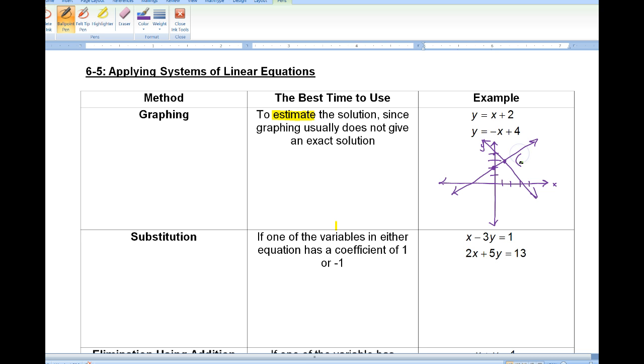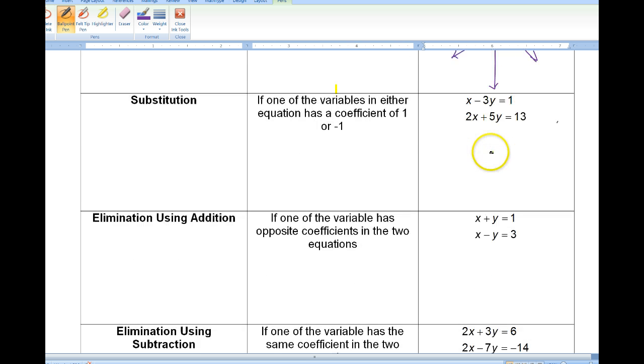Can you see where they intersect? Show me. Okay, great. So what point do they intersect? 1, comma 3. Guys, numbers are really good. Next one.